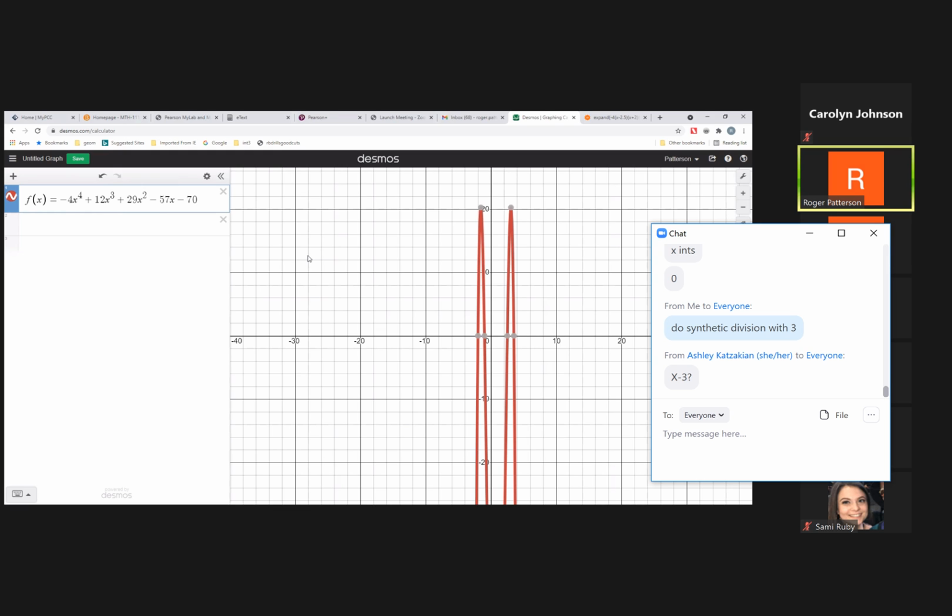Yes, Ash, that is correct. But in that inverted L there, you're just going to put a 3. Again, just tell me what the remainder is. Put it in the chat.